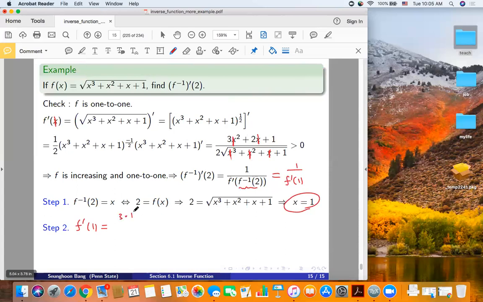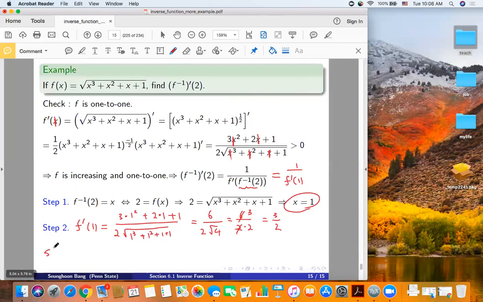So we have 3 times 1 squared plus 2 times 1 plus 1, over 2 times the square root of 1 cubed plus 1 squared plus 1 plus 1. What's the numerator? 3 times 1 squared is just 3, 2 times 1 is 2. So exactly 3 plus 2 plus 1, 6, over 2 times the square root of 4. This is 6 over 2 times 2. The 2 is crossed out. The answer is 3 over 2.